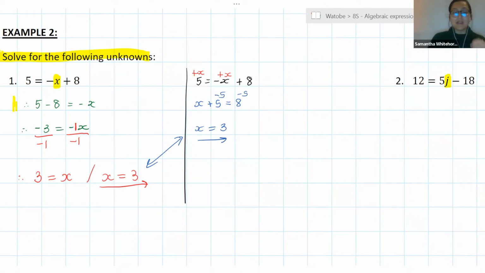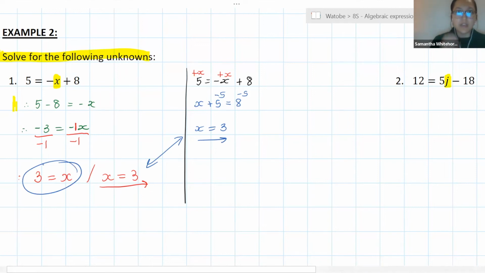But at the end of the day, as long as your answer has just x and it must be positive, up to you. If you want to still work with x on the right, absolutely. So this is perfectly fine. You have given me the value of x. So that is good. Okay, so if you want to keep x on the right, absolutely fine. Do that.